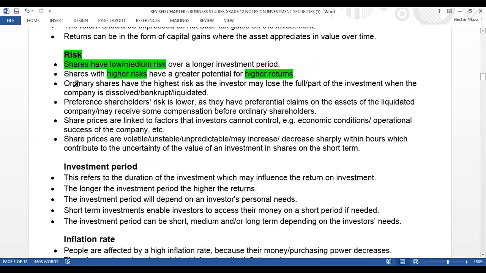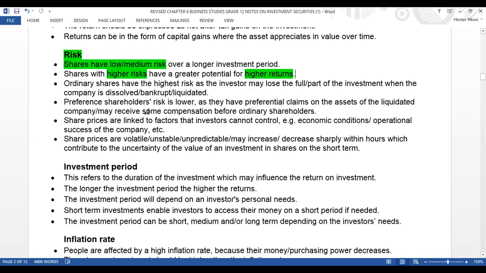Then when you look at your ordinary shares, you have the highest risk as the investor may lose the full or part of the investment when the company is dissolved or bankrupt or liquidated. The preference shareholders' risk is lower as they have preferential claims on the assets of the liquidated company or may receive some compensation before ordinary shares.